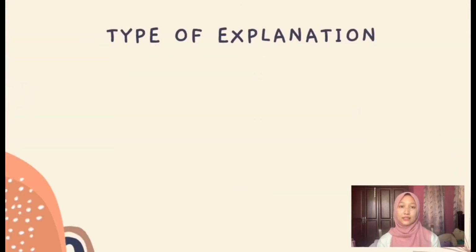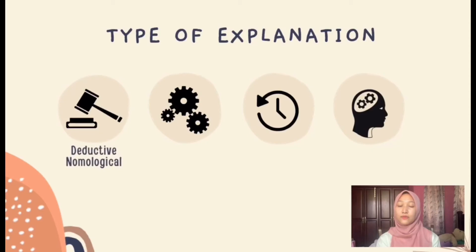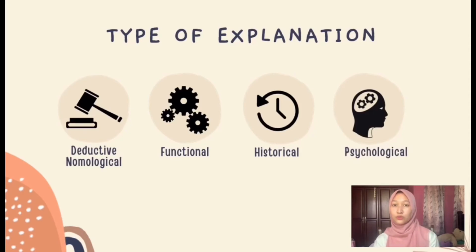Next is type of explanation. Okay, in this type of explanation, there are 4 types of explanation. The first one is deductive nomological explanation. Next one is functional explanation. The third one is historical explanation, and the fourth one is psychological explanation. Now let's go through one by one.